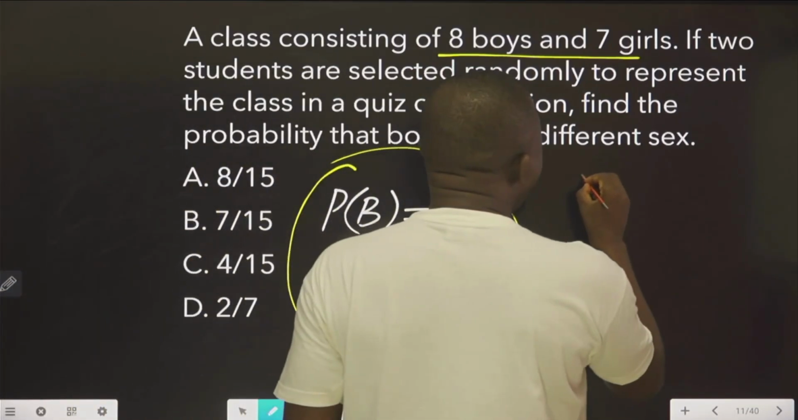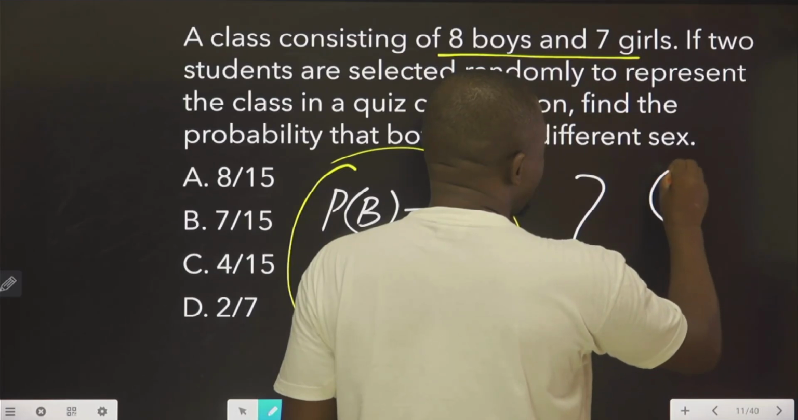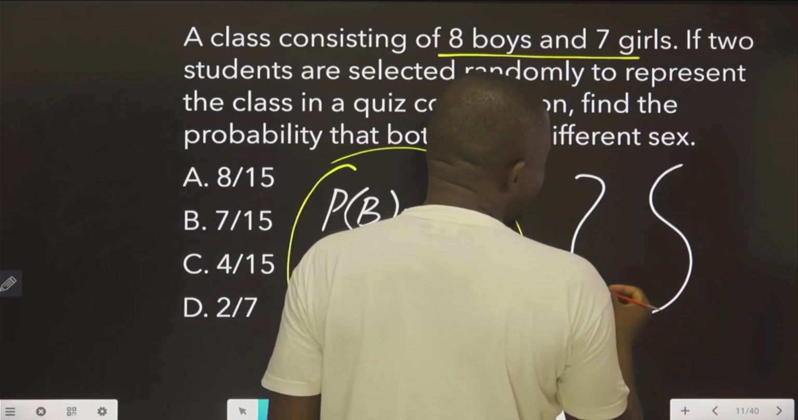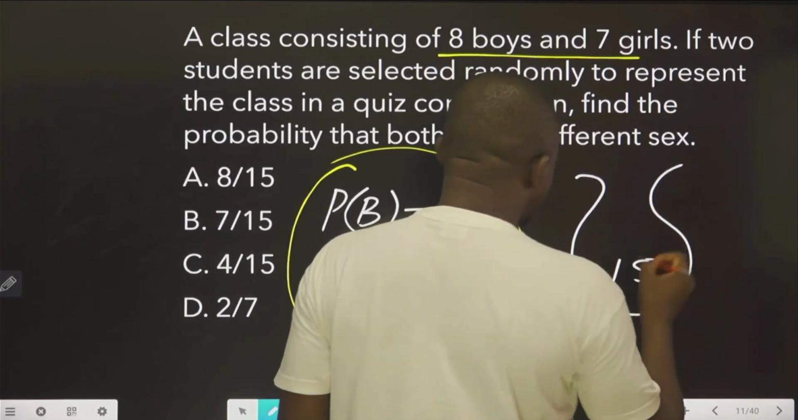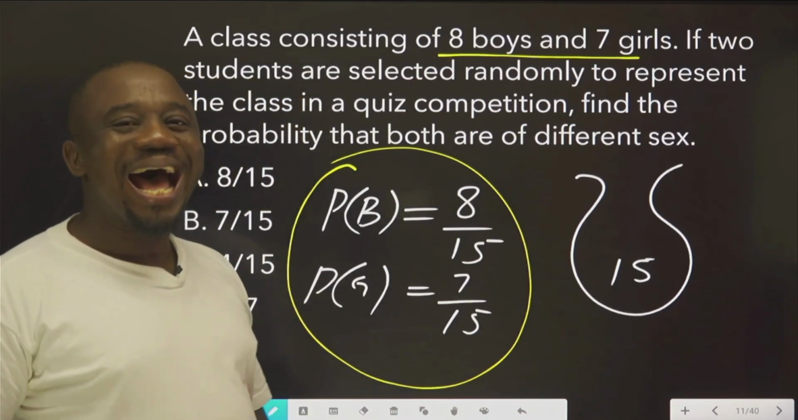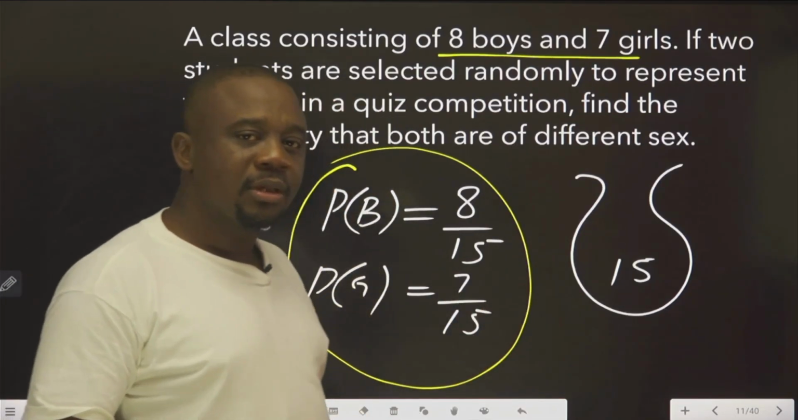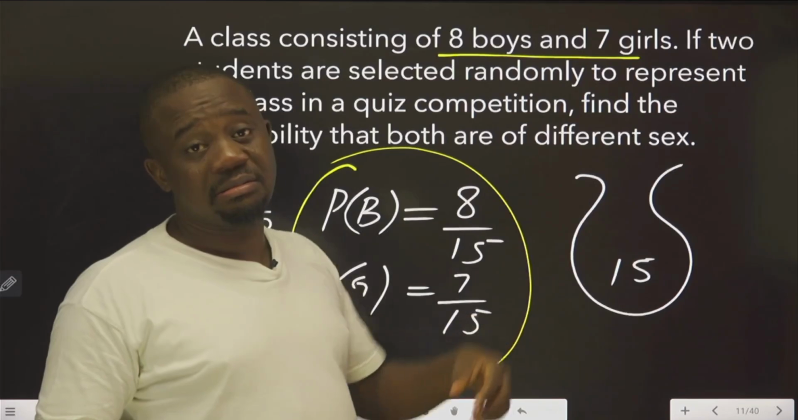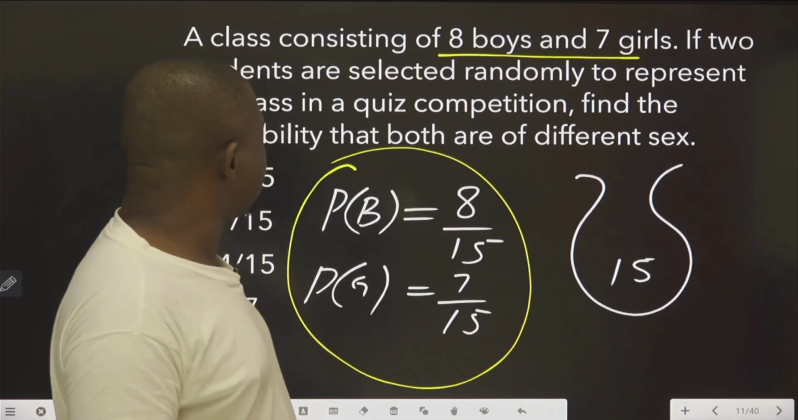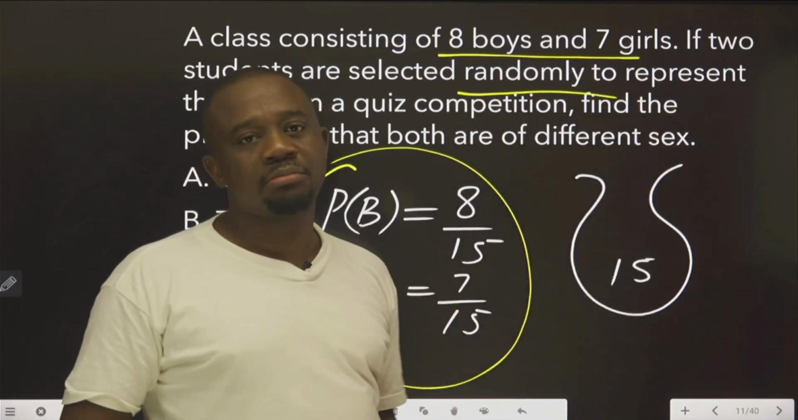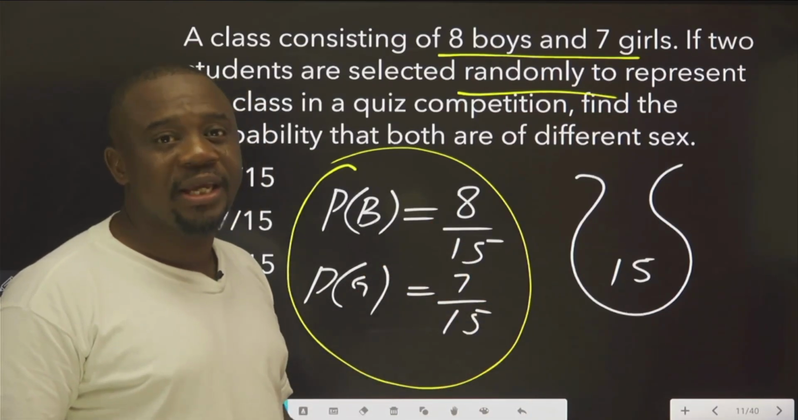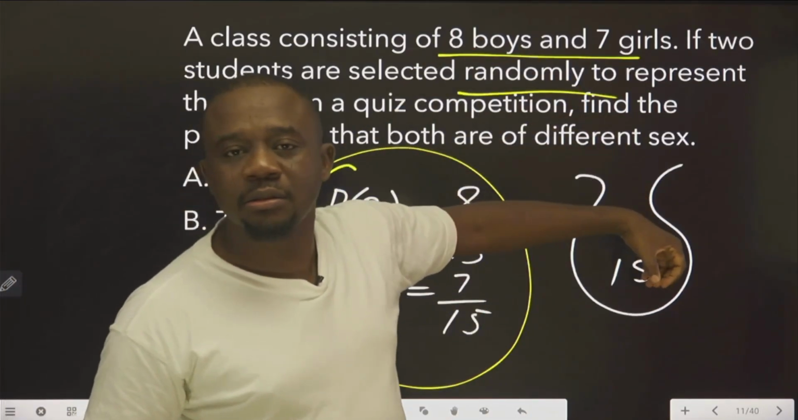Assume that this is a bag. I'm sorry to use a bag to represent this. It contains 8 boys and 7 girls. I want to pick randomly. It's a random selection, because you are not seeing what you are picking. You put your hand in and bring one out.